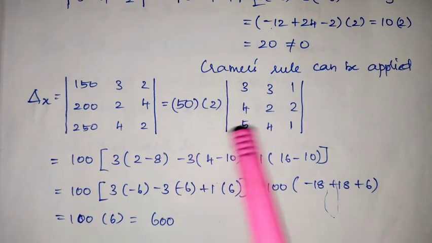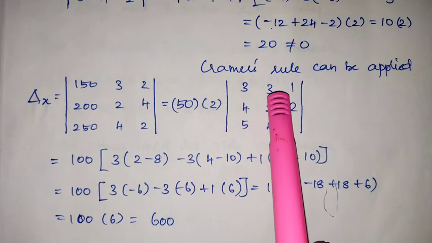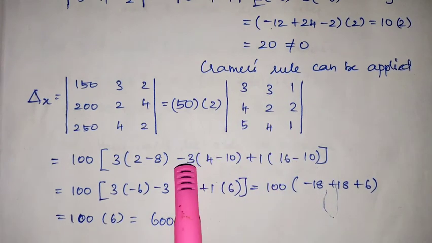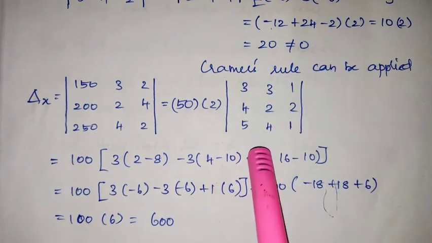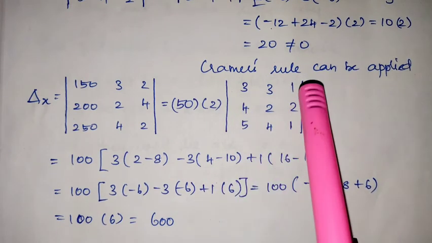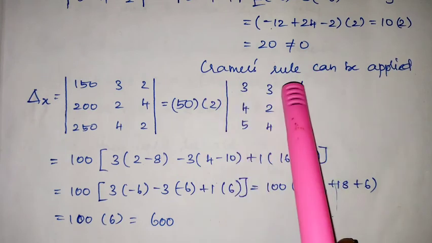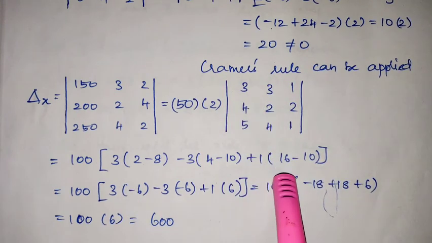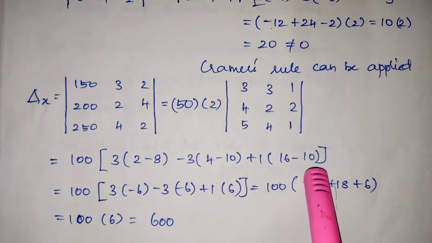1 into 2 is 2, minus 4 into 2 is 8. Second element is 3, change the sign, minus 3. Leave the row and column. 1 into 4 is 4, 5 into 2 is minus 10. Plus third element is 3, leave the row and column. 4 into 4 is 16, minus 5 into 2 is 10.